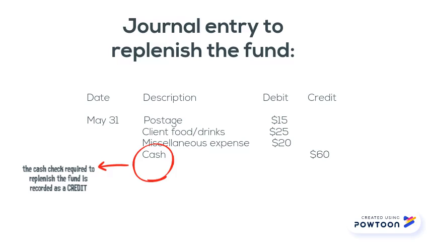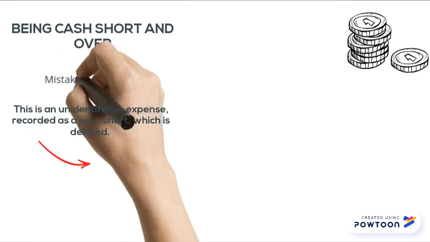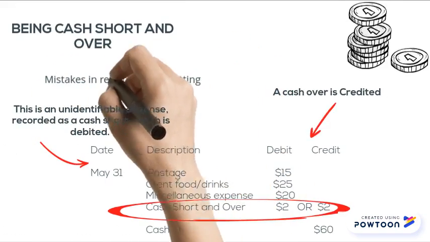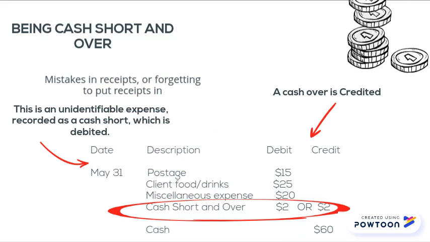However, in some circumstances, the balance of the petty cash fund could be more or less than the amount we have left, so we could be cash short or cash over. This could come from mistakes on receipts. We record this as an unidentifiable expense or revenue. A cash short is recorded as a debit, and a cash over is recorded as a credit.